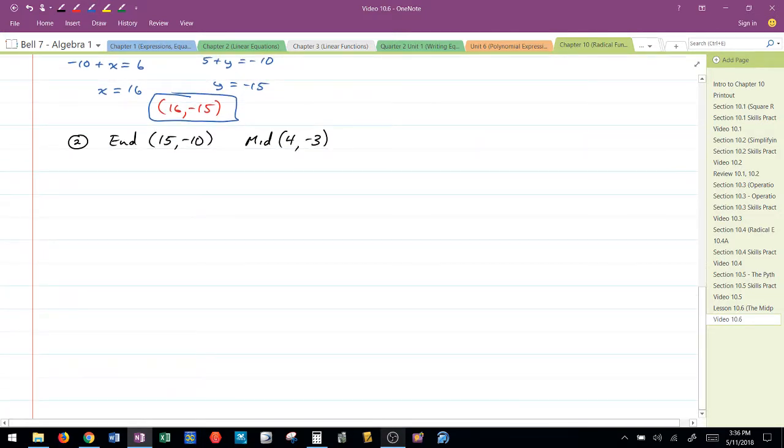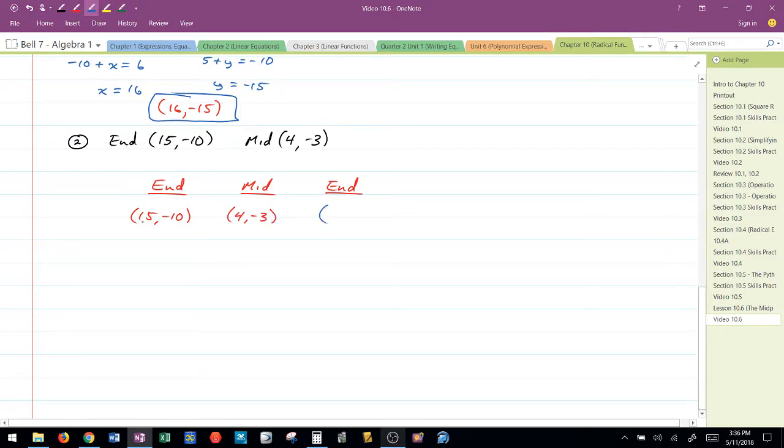So let's try one more just to make sure you kind of see conceptually how this works. I know that I have in a segment, or when they're talking about a midpoint, I'll have an endpoint, a midpoint, and another endpoint. And the second endpoint is what they want me to find. I am given that the first endpoint is 15, negative 10. I am given that the midpoint is 4, negative 3, but now I got to find the other endpoint.